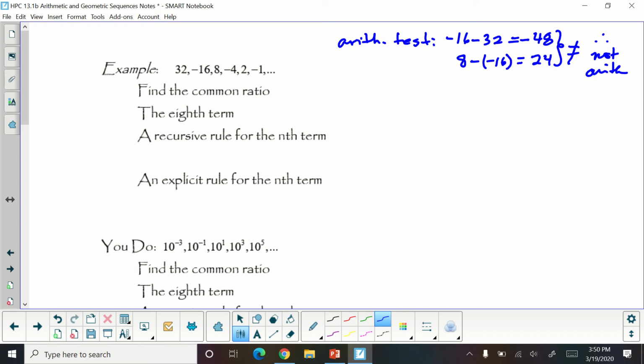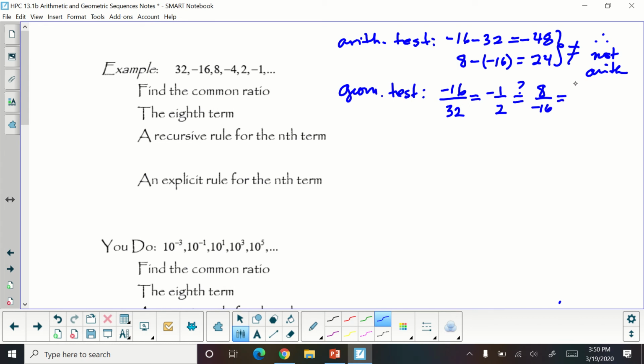Okay. Now, let's look at whether it could be geometric. So the way we do a geometric test is we take the second term, negative 16, and we divide it by the previous term. Here that's 32, and we get negative 1/2. So the question is, do we get that same number when we divide the next set of terms? So if I take the third term, 8, and divide it by negative 16, I reduce that. I also get negative 1/2.